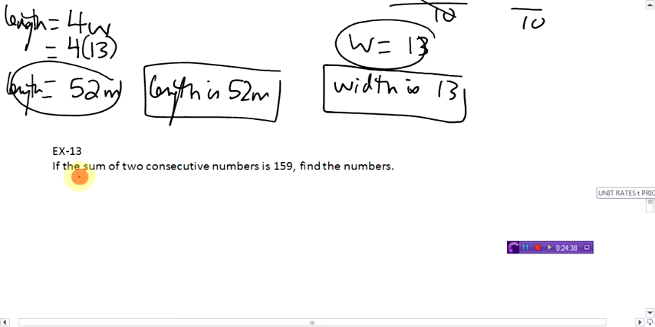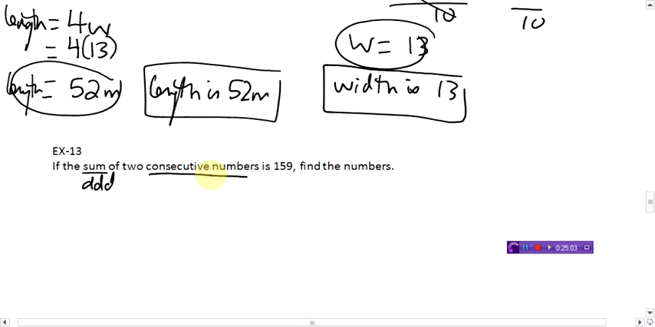Okay, if the sum of two consecutive numbers is 159, find the numbers. Okay, consecutive numbers. Consecutive means one after another. Sum means adding. Okay, sum means adding. Consecutive numbers means one after another.